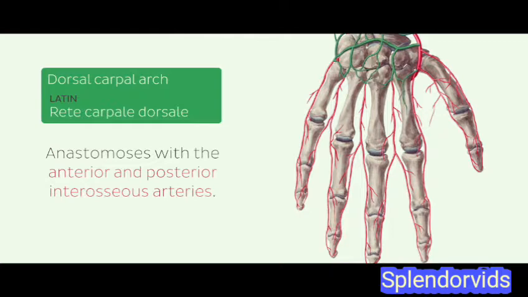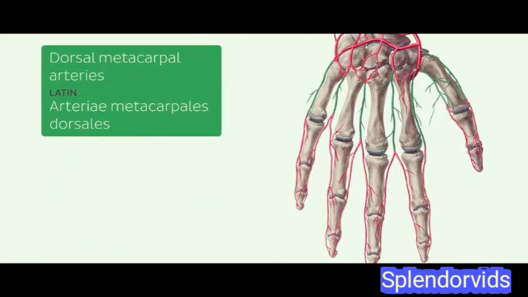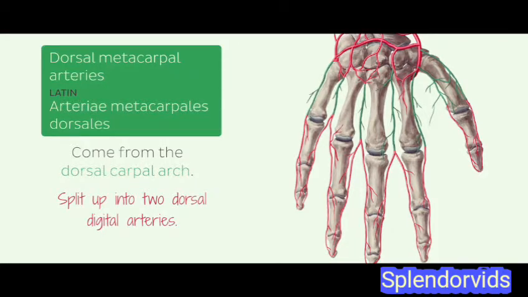And like the superficial palmar arch, it will give off the metacarpal arteries, the dorsal metacarpal arteries to be more precise. We're going to then talk about the dorsal metacarpal arteries that you see now highlighted in green. As I mentioned, they come from the dorsal carpal arch and run alongside the metacarpal bones. And like the common palmar digital arteries, they will split up into dorsal digital arteries. In addition, they give small branches that anastomose with the common palmar digital arteries, thus connecting the dorsal carpal arch with the superficial palmar arch.